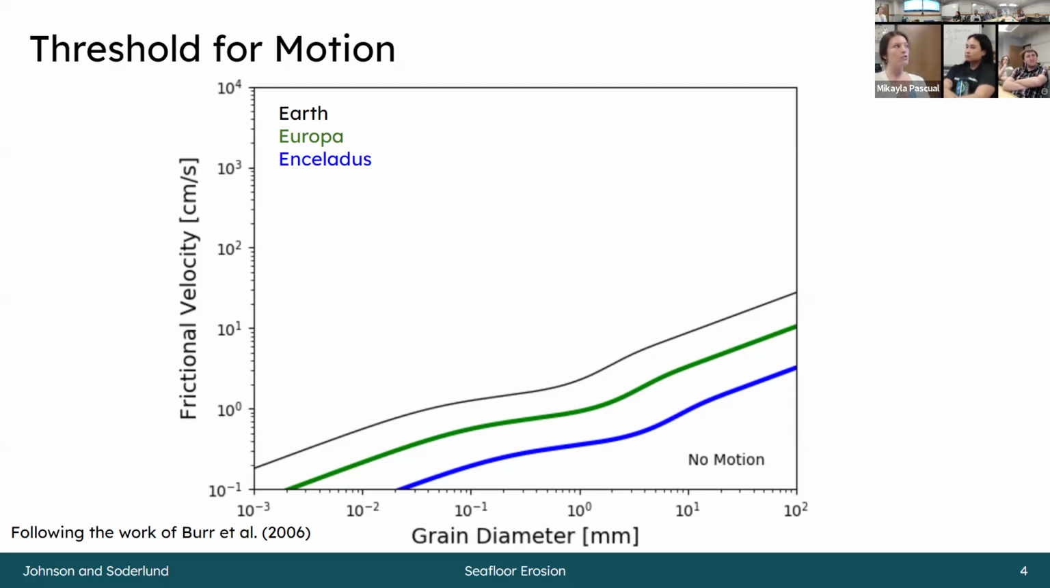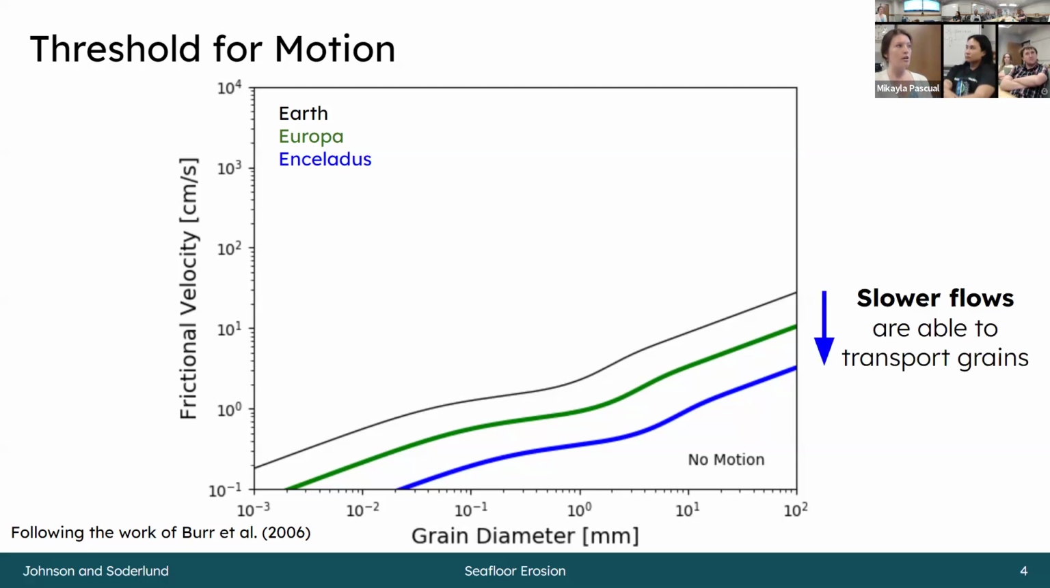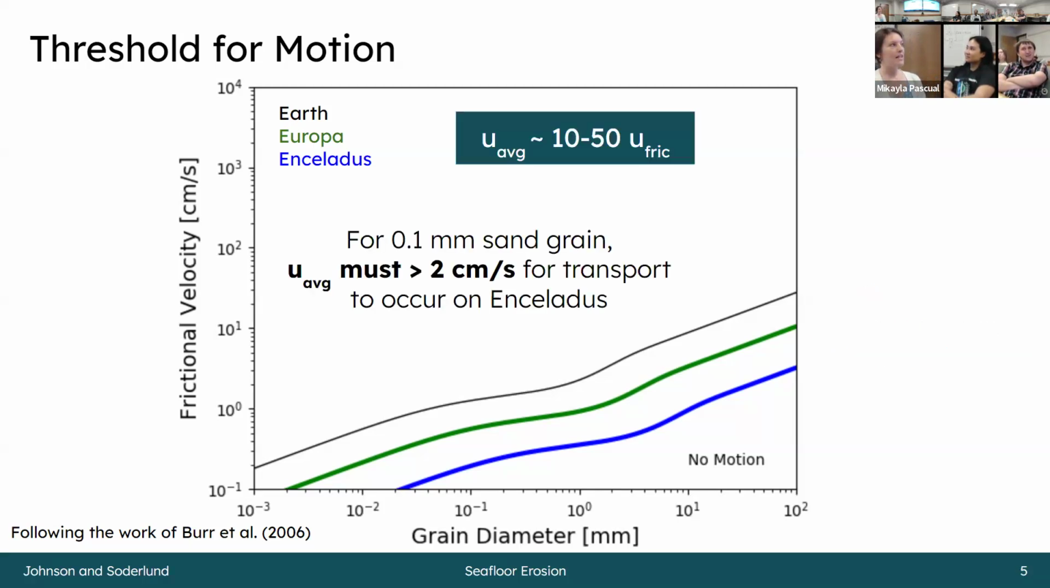And so you can see for these ocean worlds, the threshold for motion or for transport to begin is much lower. So lower flows are able to transport grains of the same size, which gets you really excited that the seafloors of Enceladus and Europa could be very vigorous, very sedimenty, transportable surfaces. I will note that one caveat is that this frictional velocity that I have here on the y-axis is not really a true measure of the flow speed. The actual flow speed is something like a factor of a few tens higher than what I've shown here.